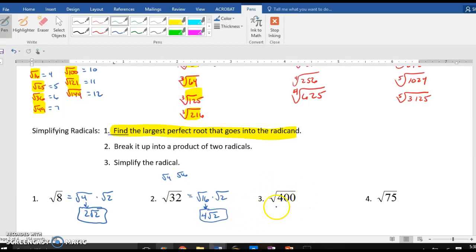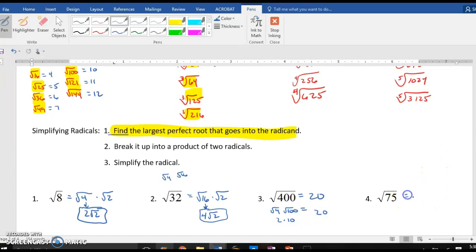Next one. What's the largest perfect square that goes into 400? Yes, 4 is one, but it's not the largest, right? But even so, what do you notice about 400? It is actually a perfect square itself, so it's 20. Okay? But what happens if you made the mistake of doing this? You would notice you get square root of 4 is 2 times square root of 100 is 10. What's 2 times 10? 20.